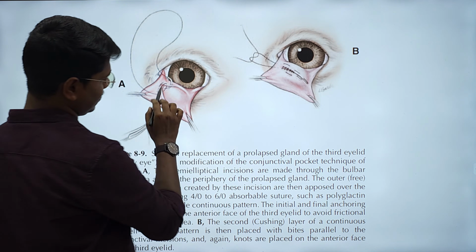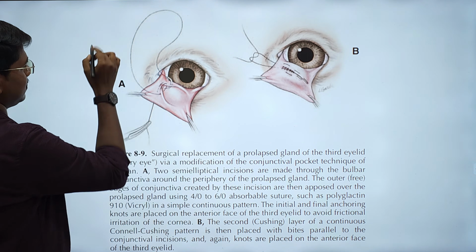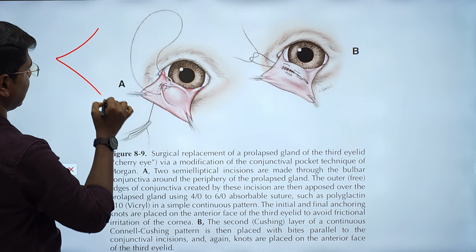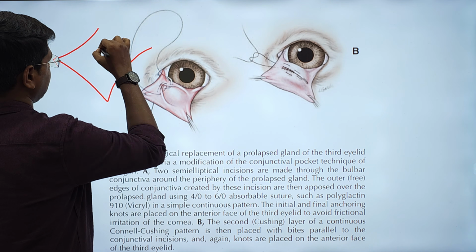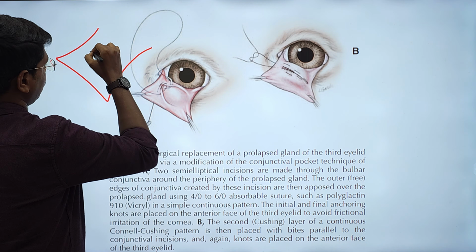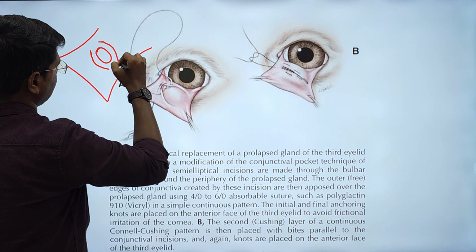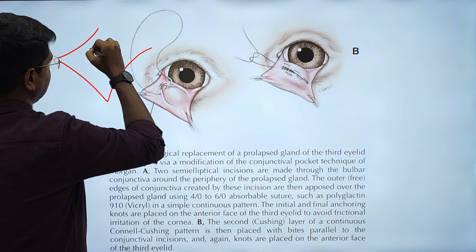Morgan pocket technique. What happens? There is one image actually not there. Suppose this is the third eyelid and this is a prolapsed gland. You have to pull the third eyelid gland, then make two incomplete elliptical incisions like this.